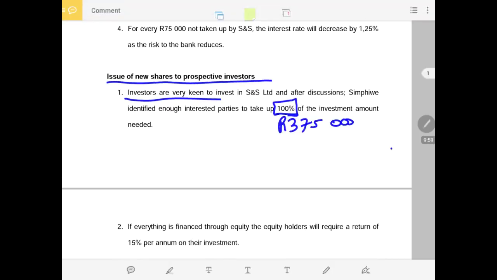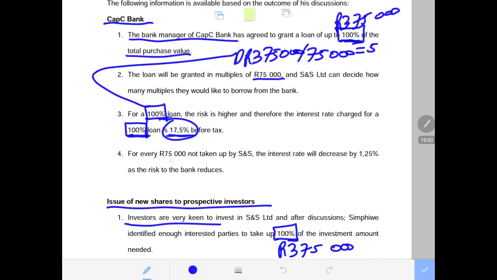Now, not forgetting that for every 75,000, they have to be integrated. It's one option that we need to choose, the best optimum funding instrument. So now remember, whenever 75,000 is not taken, the interest in the bank will decrease by 1.25. So it's not like we will be paying the 17.5%. It will depend how many 75,000s we take from the funding through the bank.